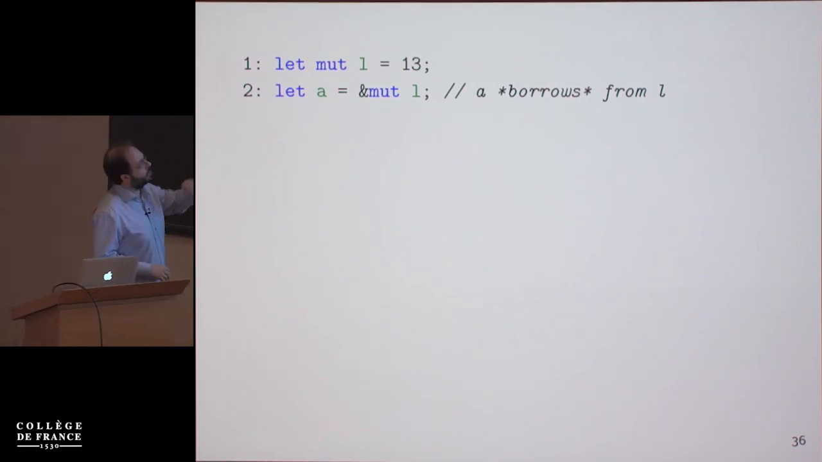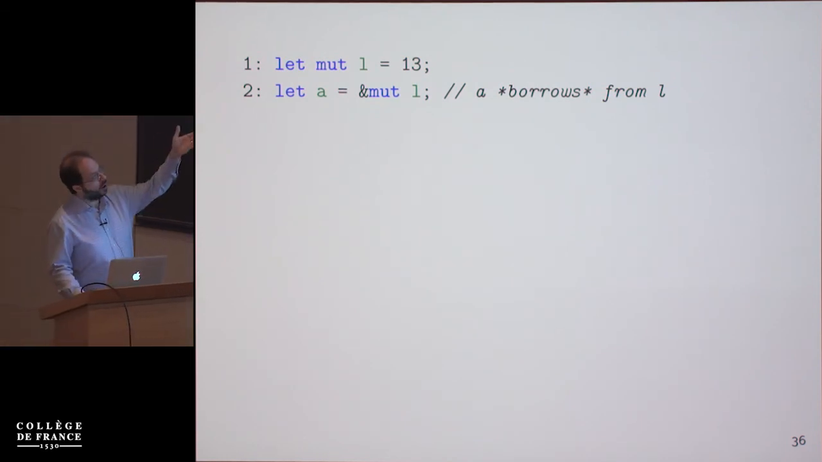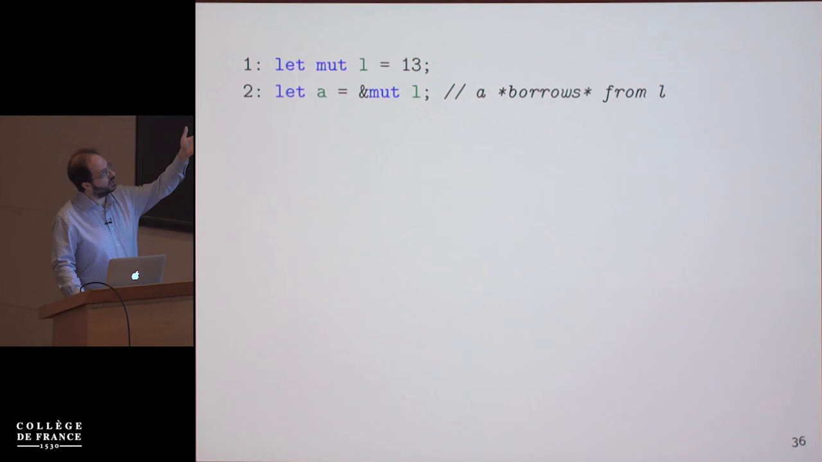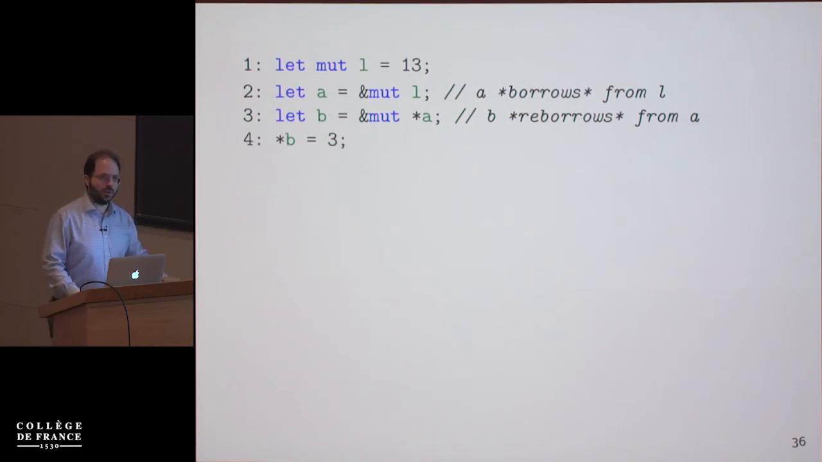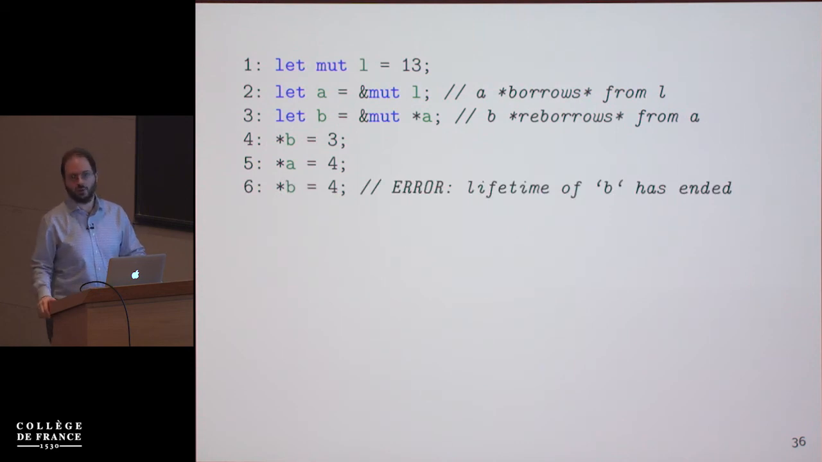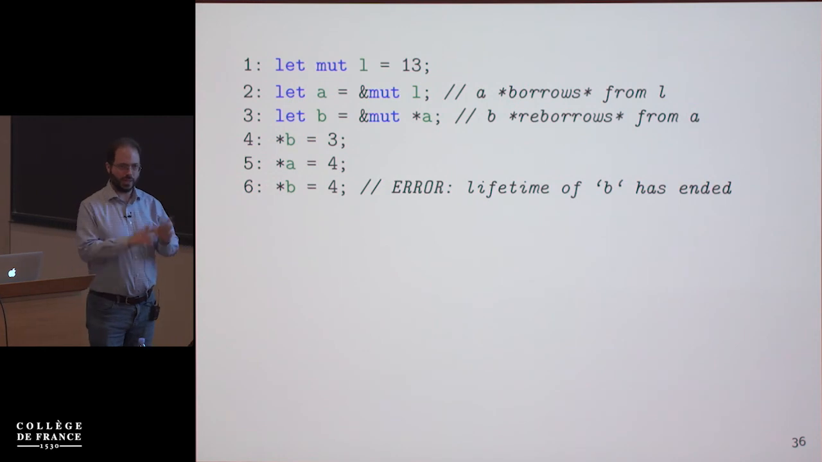So here's an example where we have a mutable variable L, which is initially 13. We create a mutable reference A that's borrowing from L. And then we reborrow from A, so we create a mutable reference B that's borrowing again from A. We might access B, we might mutate it to 3. We might access A again, then mutate it to 4. But what happens if we try to mutate B again, we get a type error, okay? It will say that the lifetime of B is ended, so we can't access it anymore.